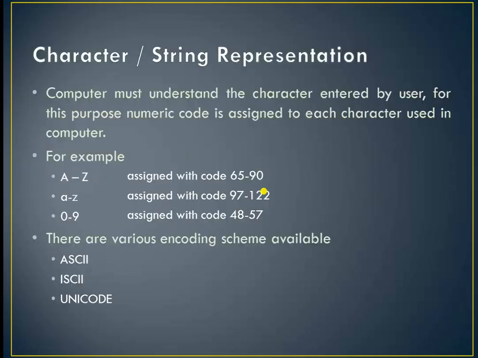Now next is character and string representation. As you know, everything in a computer is represented by either 0 or 1. The same rule is applied with strings or characters also. For strings and characters we also have some codes in numeric digits. For example, capital A to capital Z is 65 to 90. Small a to small z is 97 to 122. 0 to 9 is 48 to 57. Then there are various encoding schemes available: ASCII, ISCII, then Unicode. Now we will discuss each one by one.